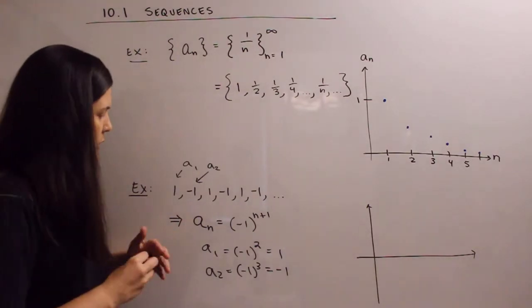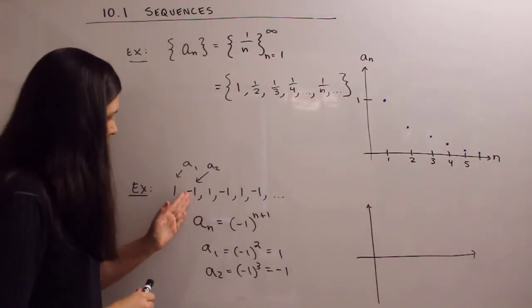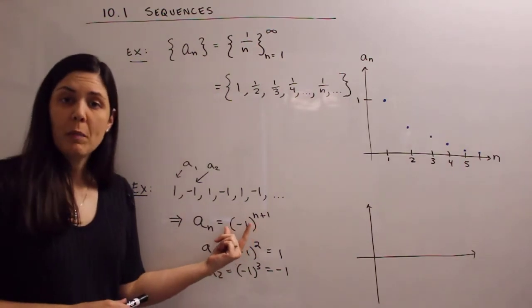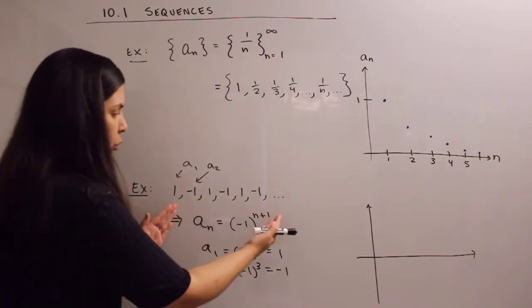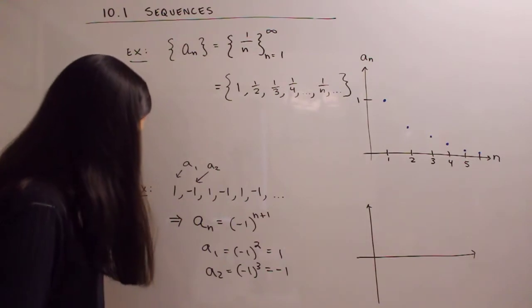And whenever you see a sequence where the terms switch signs like this, there will be -1 to a power somewhere in that rule for it. So let's go ahead and graph what's happening here.